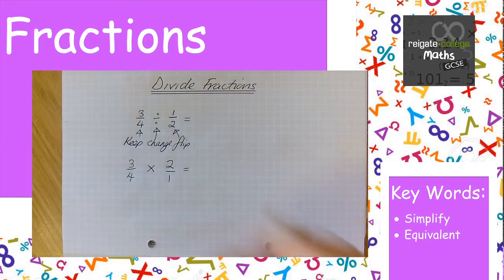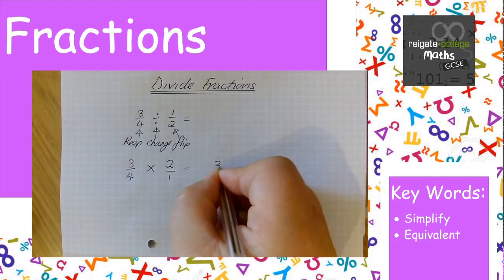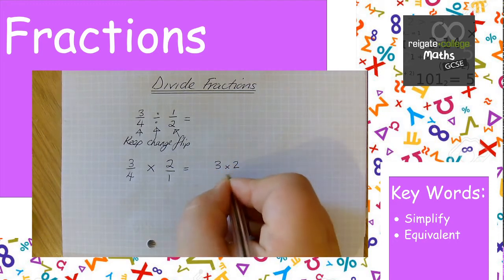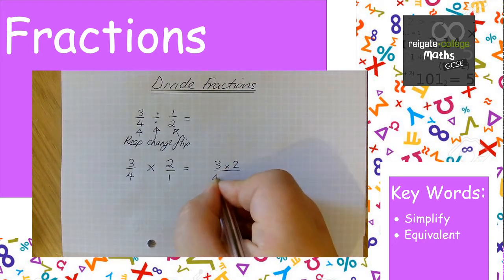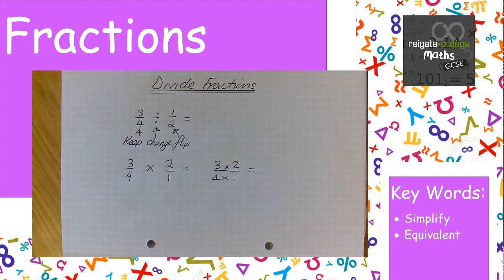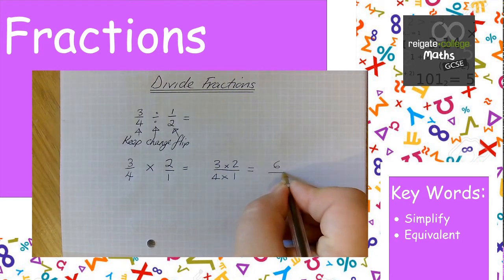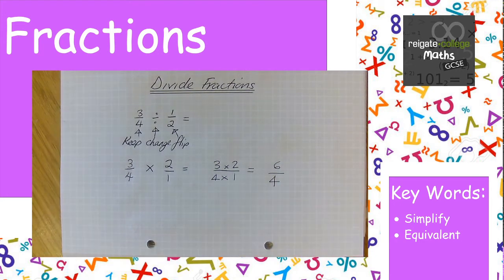And there I now have a multiplication sum, which I can deal with in the same way I dealt with the others. 3 times 2 as my numerators and 4 times 1 as my denominators. 3 times 2 is 6. 4 times 1 is 4.